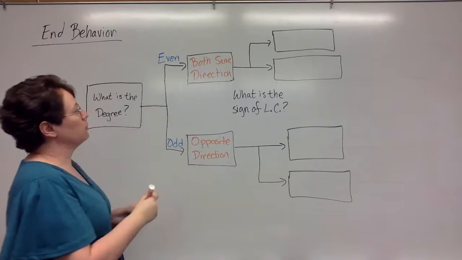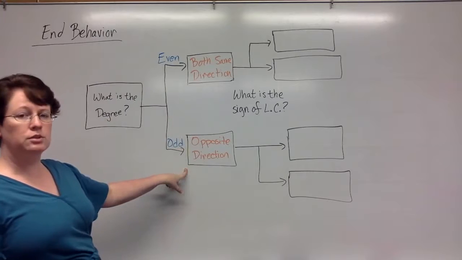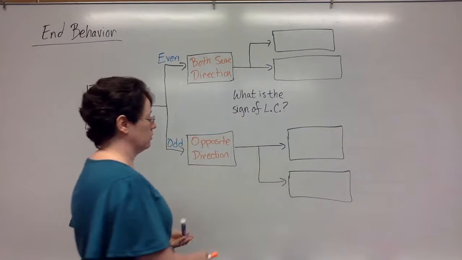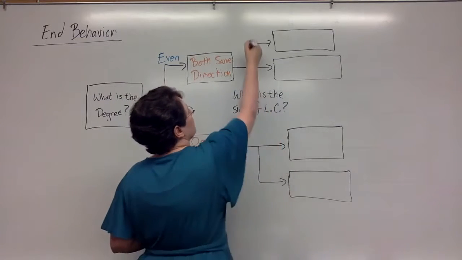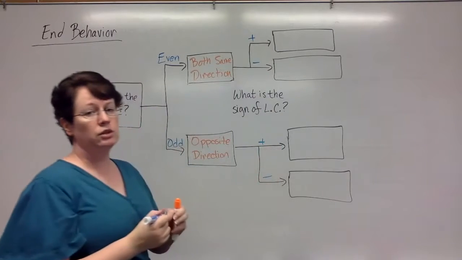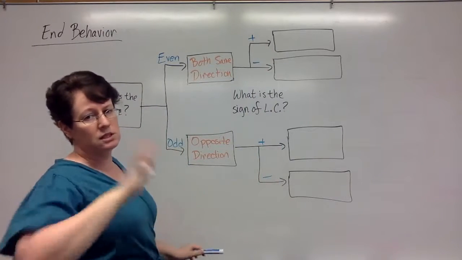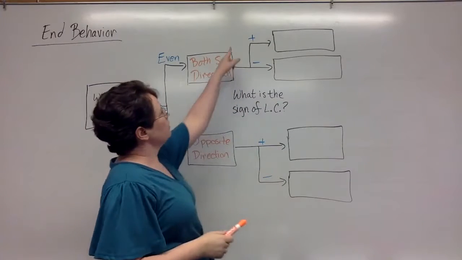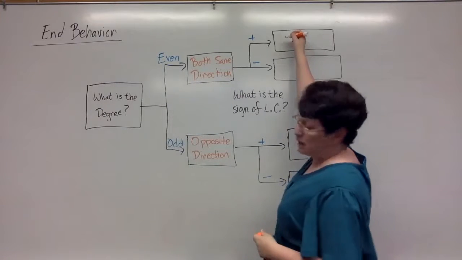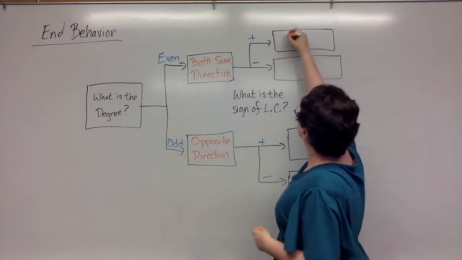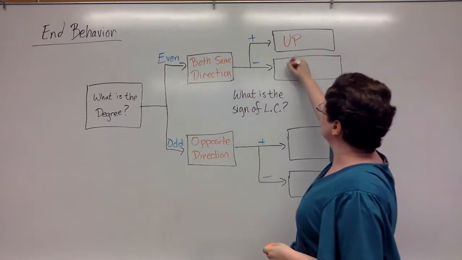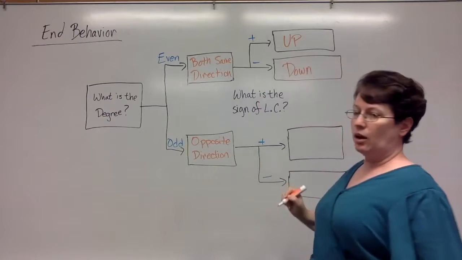Once we figured out if they were both going in the same direction or the opposite direction from our degree, we look at what is the sign of the lead coefficient, right? So our lead coefficient could be positive or negative. There are only 2 options, because if it's 0, the term doesn't exist and you go to the next term, okay? So if it's positive and they're both going the same direction, they both go up, right? If it's negative in the same direction, they both go down.